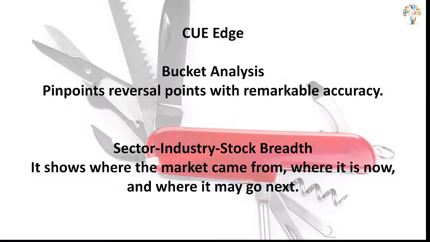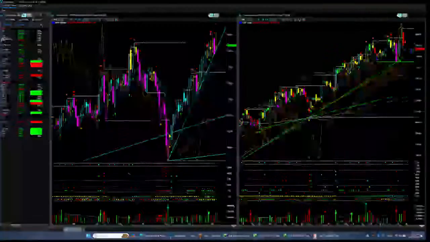Continuing with Q Edge, it has bucket analysis. Again, thanks to Dr. Jeffrey Scott, after watching whose videos, I incorporated it in Q systems, made it 100% real time. They have an uncanny ability to pinpoint reversals. Very high accuracy rate. As we will see, there is no signal based on bucket analysis as an oscillator, but it will show bearish nature of the market, even though market tried to go up on Friday. QH also has sector industry stock breadth. It shows where the market came from, where it is now, where it may go next.